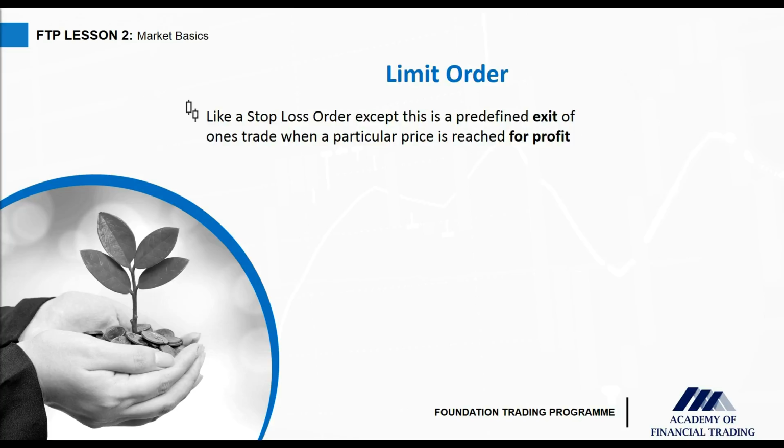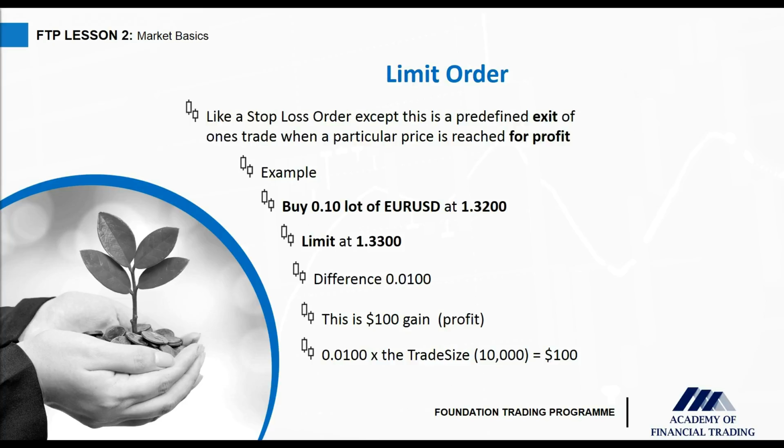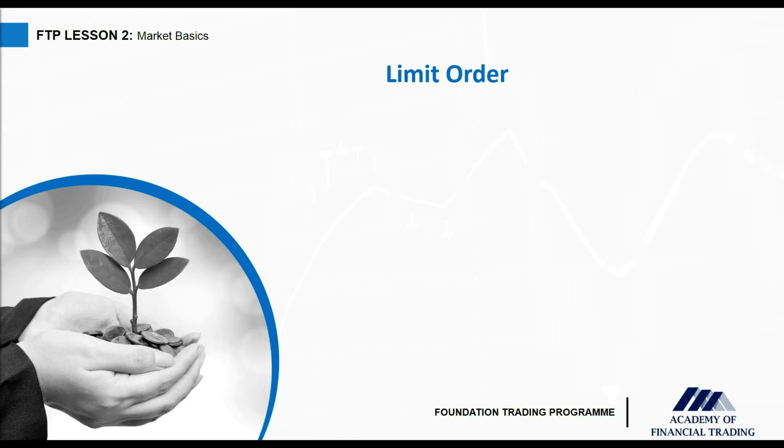Example is when you buy a 0.1 lot of Euro USD at 1.32, you expect it to go up, you put a limit at 1.33, so it's a difference of 100 pips, it's a gain of $100, and then you just automatically get out. Okay? Does that make sense to everyone? I know we've run a minute or two over time, but we're just coming up to the end now. So don't worry, we're almost done.